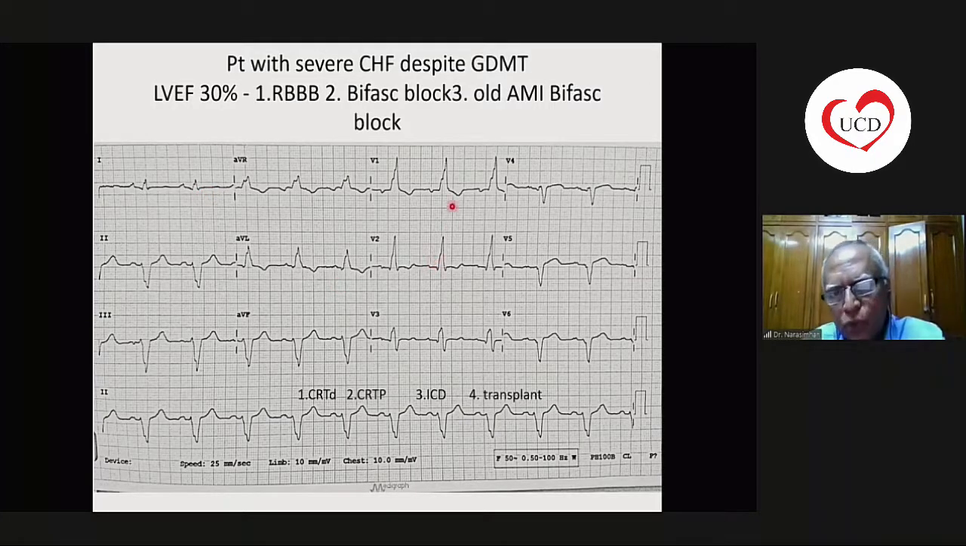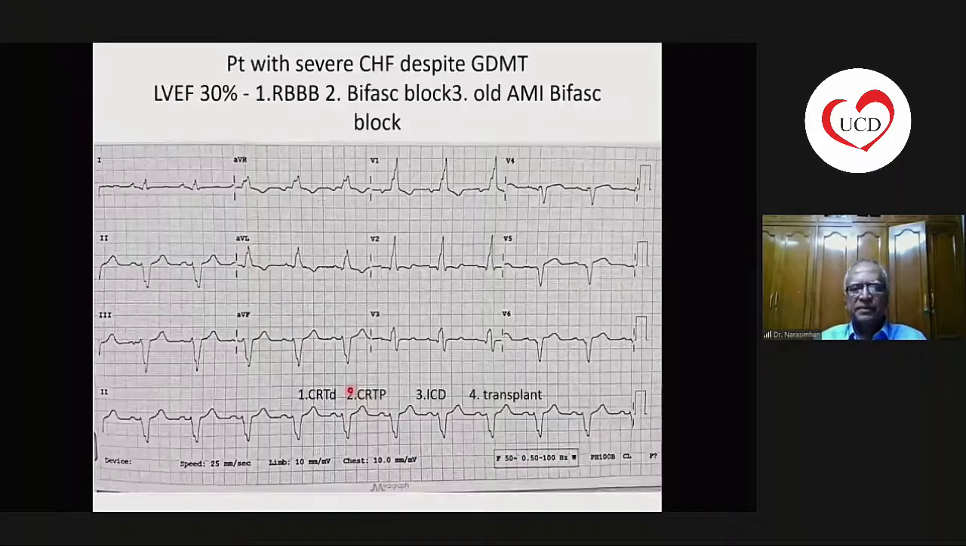All of us know that the efficacy of CRT is not very good in the presence of a pure right bundle, but that doesn't apply for masquerading bundle branch block. Patients with masquerading bundle branch block will still derive benefit from CRT, and this patient actually underwent a CRTD with a good outcome overall. So I think I'll stop with this. If there are any questions, we'll be happy to take them thereafter.